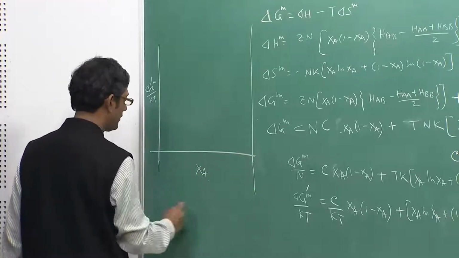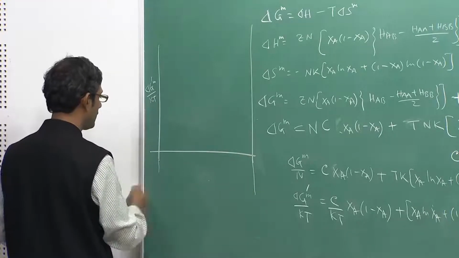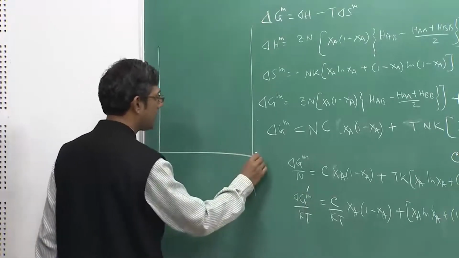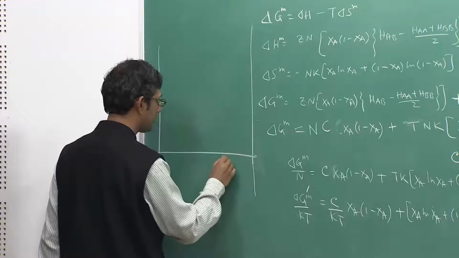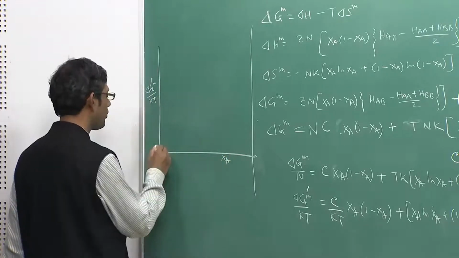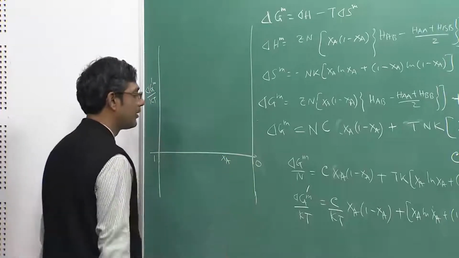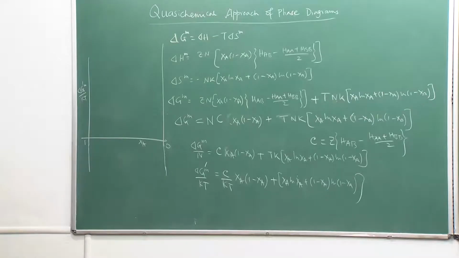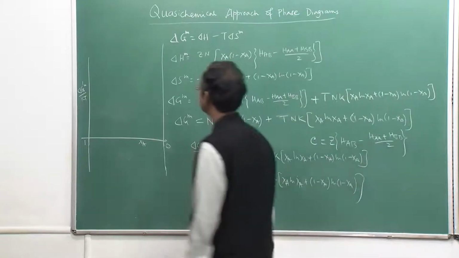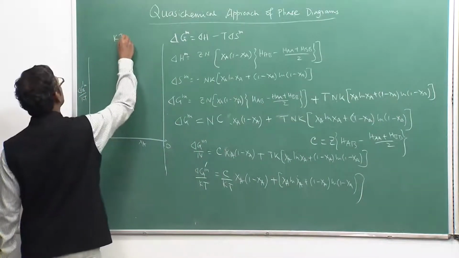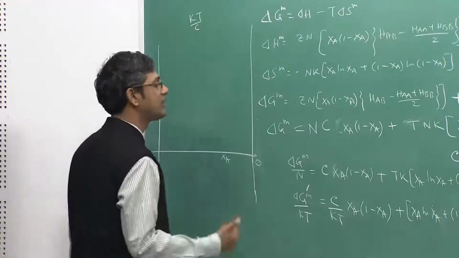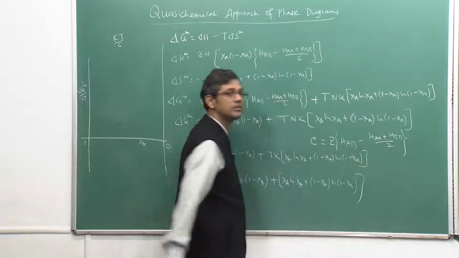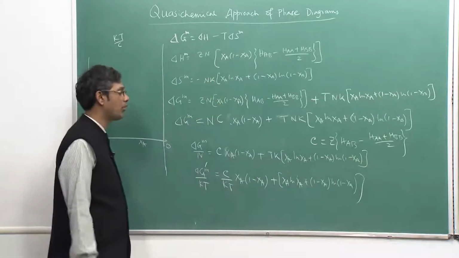So, what I am plotting is delta GM by KT, this term, as a function of XB, XA, where XA is 1 here, XA is 0 there. Let me first check whether I can do it nicely. I will plot it for different values of KT by C. Remember, C is also an energy term. C is what? Coordination number multiplied by this enthalpy corresponding to different bonds.